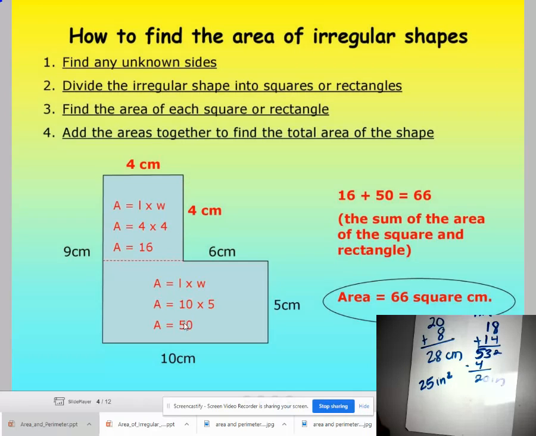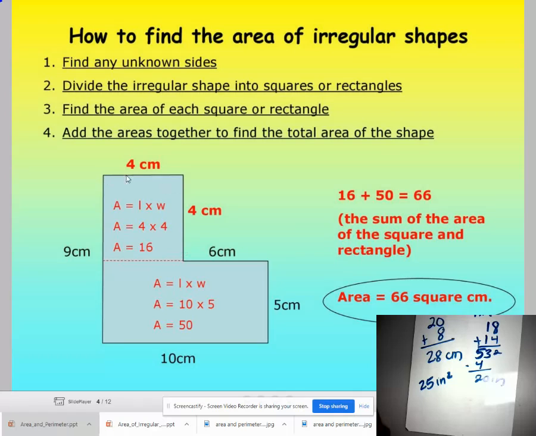Well, I took this chunk out, so I have to figure out how much I took out. Well, if I look to the opposite side, that's 5 centimeters. So if this whole thing was 9, I took 5 away, I am left with 4. And that's how we get the length of 4 centimeters for this side.